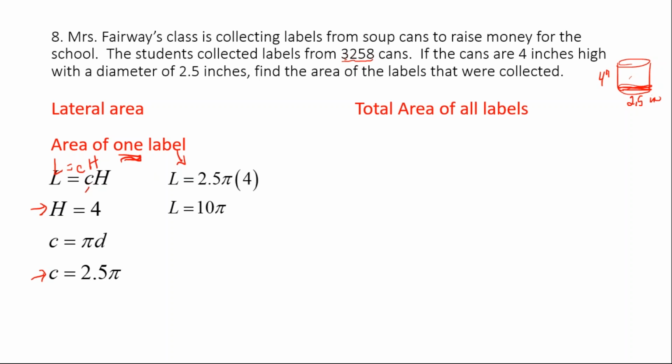I need the total area, but there are 3,258 cans. Every one of them is 10 pi. That amount, there's your total area.